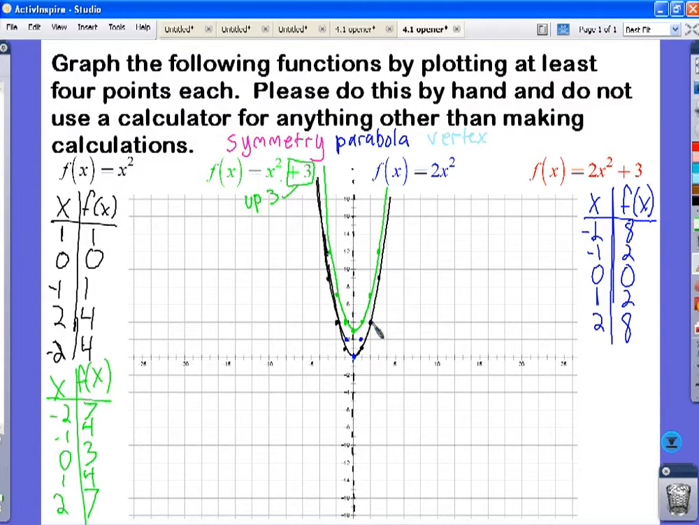2, comma, not 4, right? This was the output of the black one. That was plain old x squared. Then we multiply it by 2 and we go up to 8. And -2 goes up to 8.